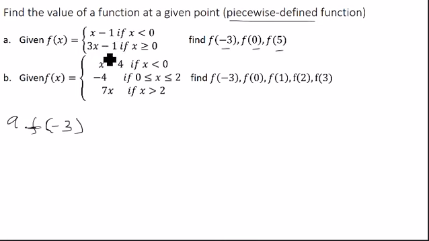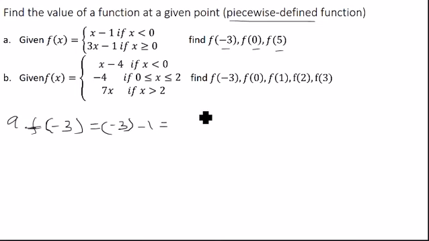And so we're going to have to replace x by -3 in one of the branches. We have to choose which branch x equals -3 belongs to. So -3 is less than 0. That's why it belongs to the first branch. So we're going to pick the first branch and replace x by -3.